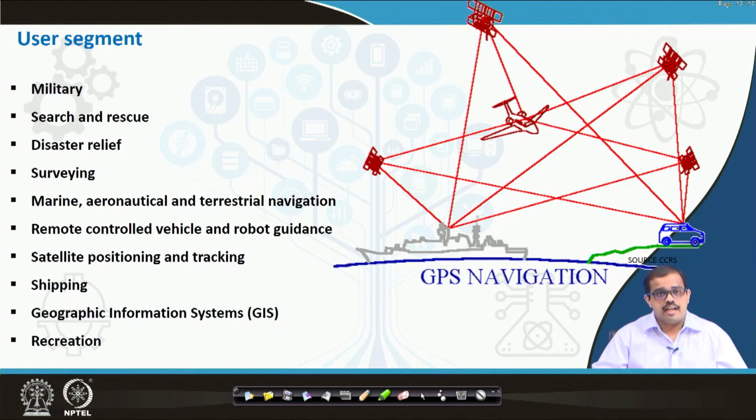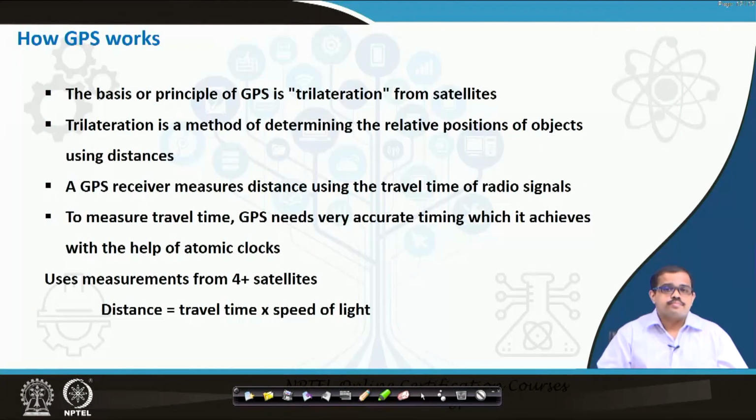Then you have satellite positioning and tracking, that is also very important. Then shipping. The major users of this are again shipping and aircraft, then GIS, that is what we are trying to understand. Then the last part is recreation. There are a lot of applications for recreation which are coming up in very recent years. So, with this we have understood the applications of the GPS system.